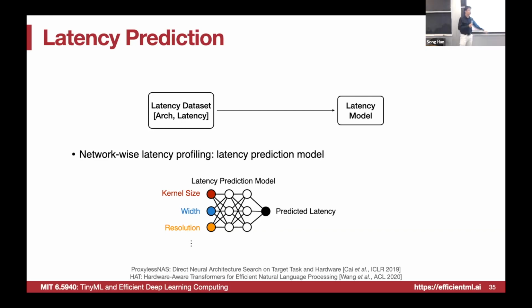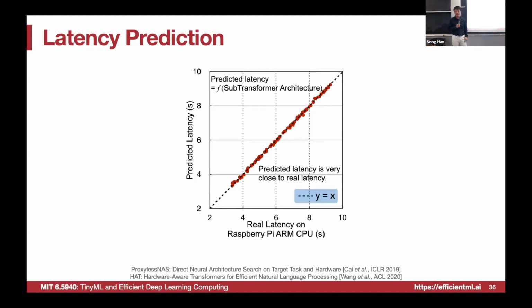You can certainly make this more complicated, like using the graph neural nets we first talked about in the early part of this lecture, to extract the features of this neural net, and then predict its latency. Actually, such a predictor can work quite well. So this is in HAT, hardware-aware transformer. This is the predicted latency. This is the real latency. And for the transformer architecture, it's very close to y equal to x.